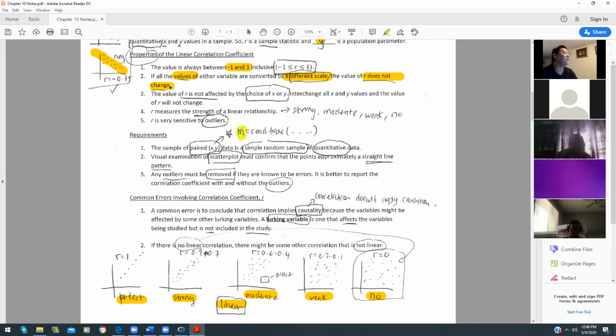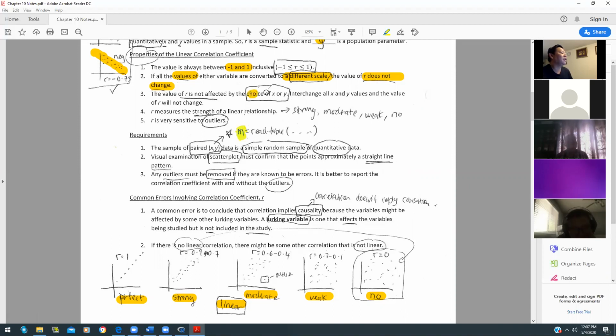So what does that mean when I say if you change to different scales? Let's say that this scale is all in kilometers, but I want to change the kilometers into miles. So I will multiply all of them by the conversion from kilometers to miles. Your R is still the same if you convert them to different scales. So that is the meaning of the second property.